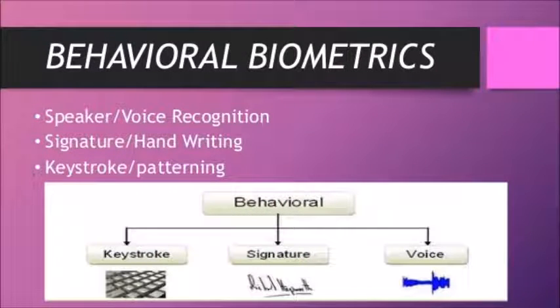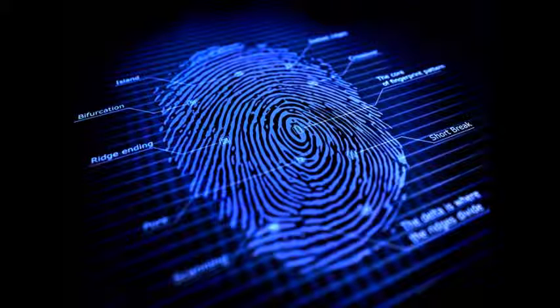On the other hand, behavioral biometrics is the measurement of unique patterns in human behavior. Some examples include speaker or voice recognition, signature or handwriting, and keystroke or patterning. Although both forms are important for security, people are more familiar with the usage of physiological biometrics.